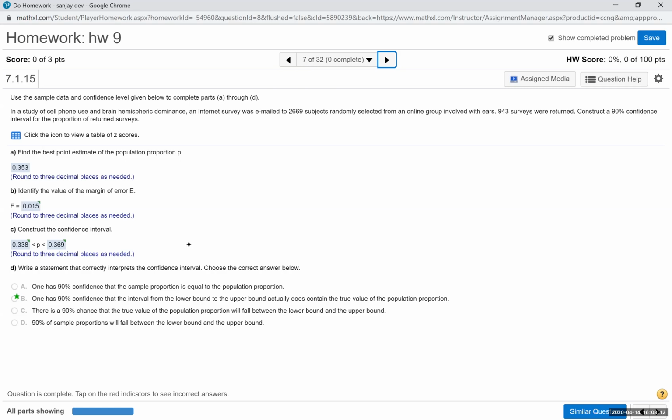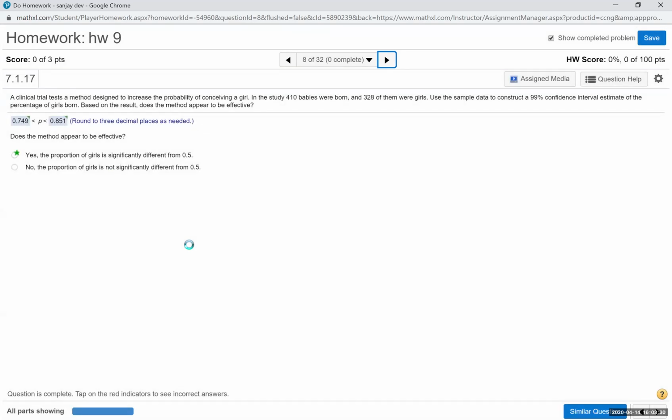Once you do that, the answer is going to come out to be these two numbers right here, 0.338 and 0.369. How do I find P hat? Again, upper plus the lower divided by 2. How do I find margin of error? Upper minus the lower divided by 2.